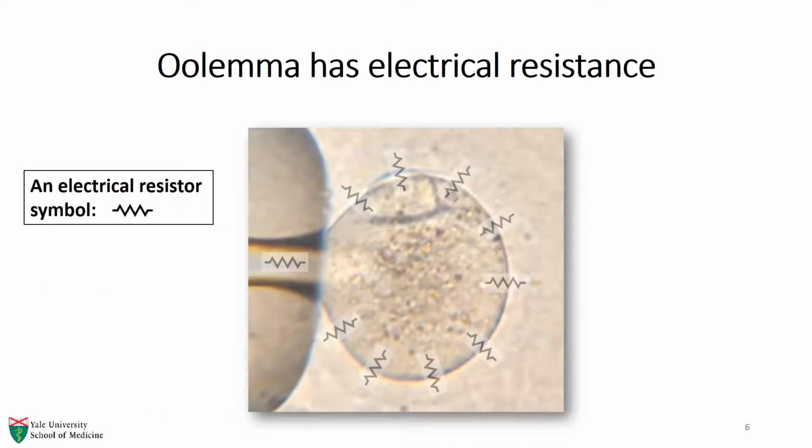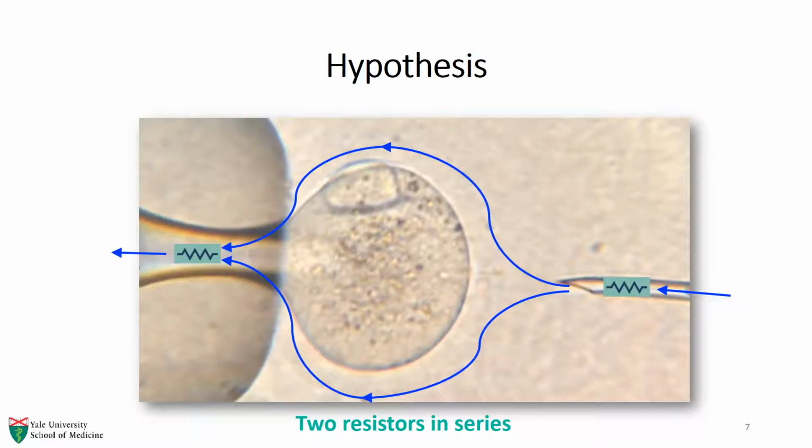As in any other biological cell, the oolemma has an electrical resistance created by the phospholipid bilayer. During ICSI, an electrical circuit can be formed between the ICSI pipette and the holding pipette, in which case both pipettes have electrical resistances. When ionic current is passed through the ICSI pipette into the holding pipette, the vast majority of the ionic current will flow around rather than through the oocyte, following the path with the least resistance.